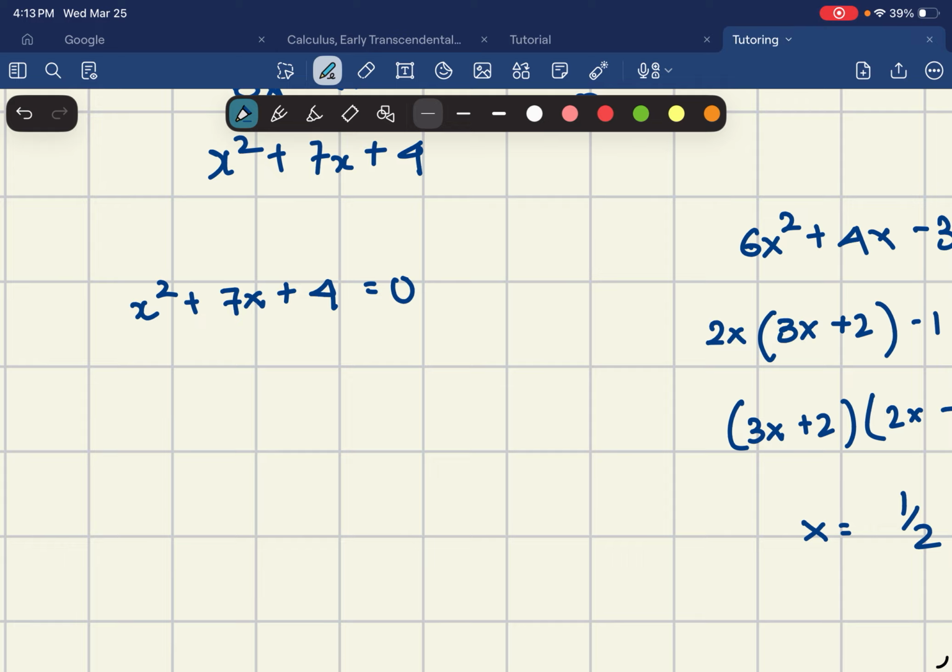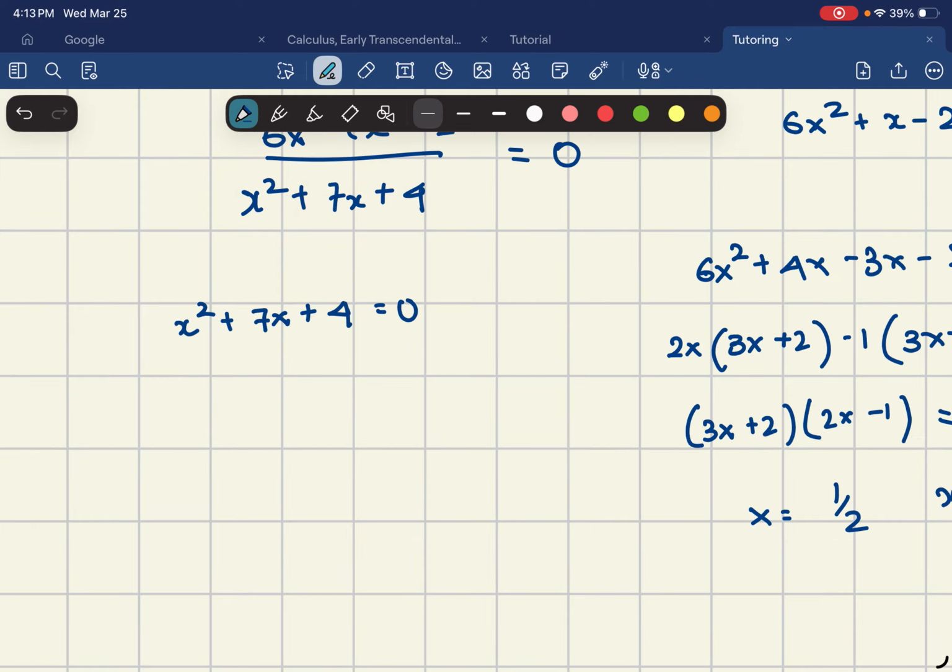We need two numbers that have a sum of 7 and a product of 4. So if you look at something called the discriminant, the discriminant is just b² − 4ac, which is the middle term, 7 squared, 49, minus 4 times 1 times 4. So it has two roots. Because the discriminant is bigger than 0, we have two real roots. So we can solve for this equation.